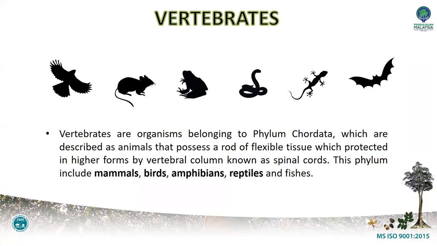What are vertebrates? Vertebrates are organisms belonging to phylum Chordata, which are described as animals that possess a rod of flexible tissue, which is protected in higher forms by the vertebral column, known as the spinal cord. This phylum includes mammals, birds, amphibians, reptiles, and fishes. In this study, we will focus only on four taxa, which are mammals, birds, amphibians, and reptiles.